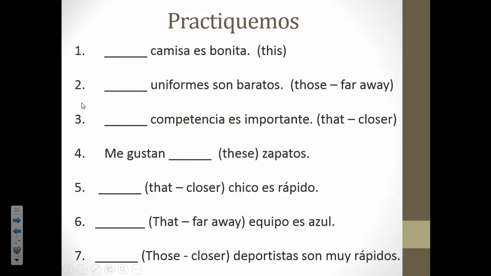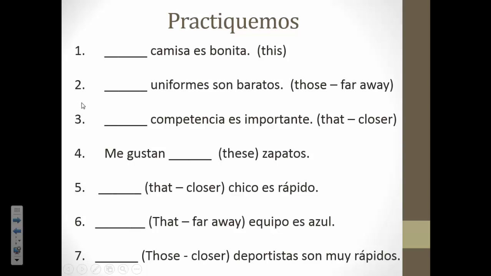Look at tres. That meaning closer. So it's not super far away from the speaker, so we're going to use the middle column of the demonstrative adjectives on the note guide to help us with this one. So that competition is important. Notice competencia is feminine, therefore the best choice here would be to say esa competencia es importante.